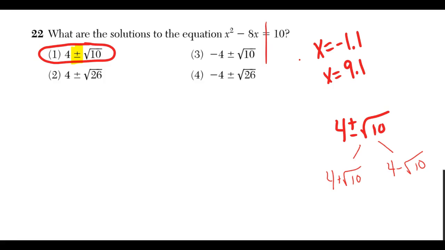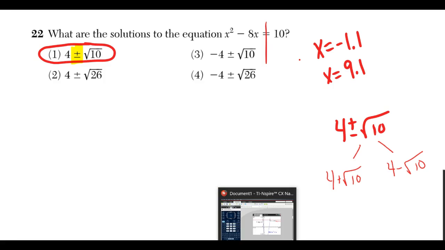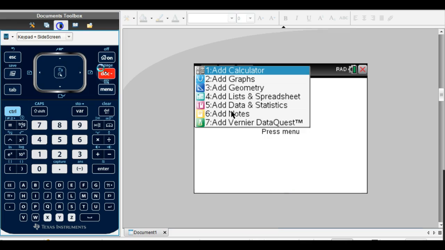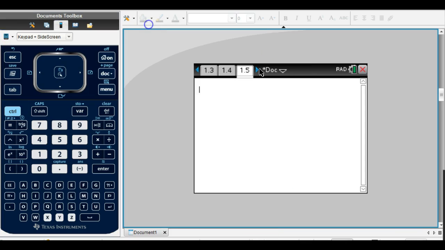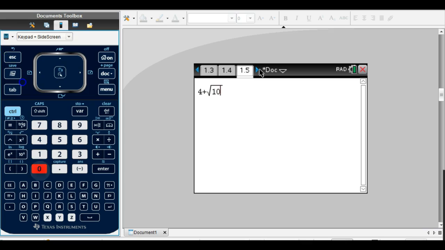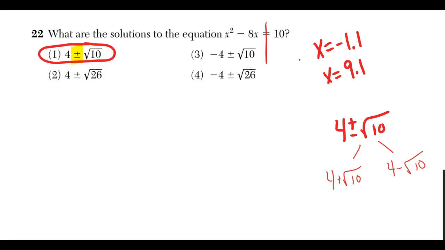So now I'm going to go into my calculator page. I'm going to add a page that's a calculator, and I'm going to try to get decimal equivalents. I'm going to type in 4 plus the square root of 10 and hit enter, and I get 7.16, which isn't one of the decimals, but I'm going to try 4 minus the square root of 10 also, and I get 0.83, which neither one of those is part of my solutions. So it's not choice 1.